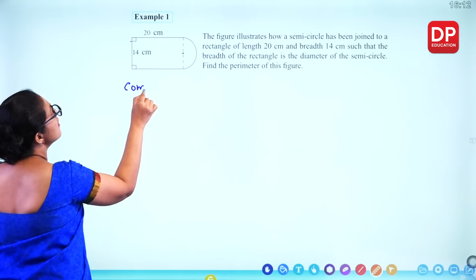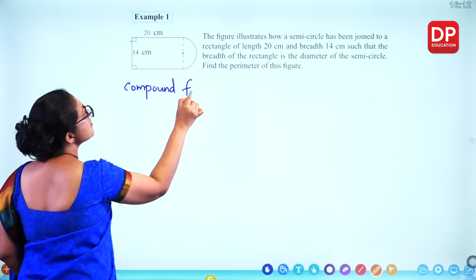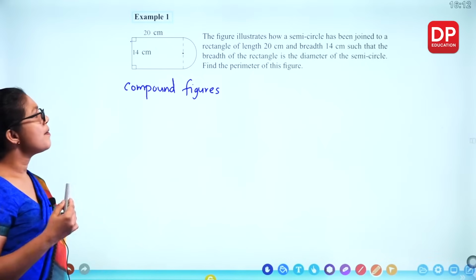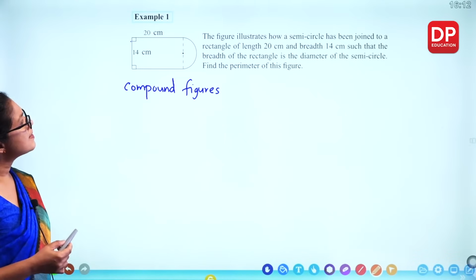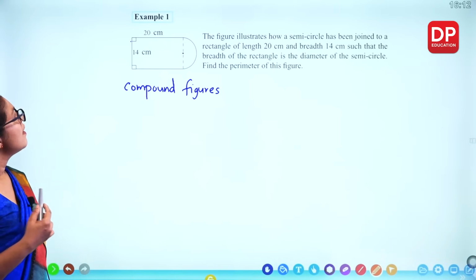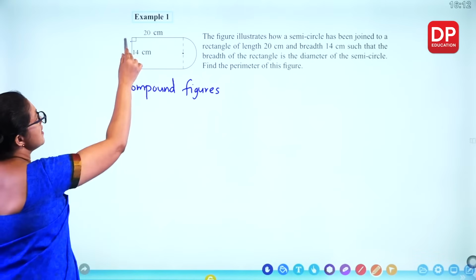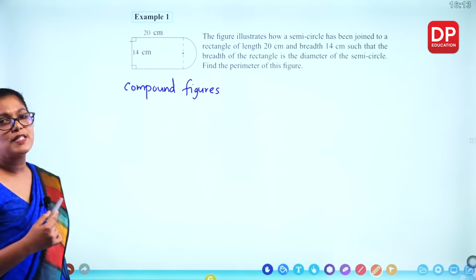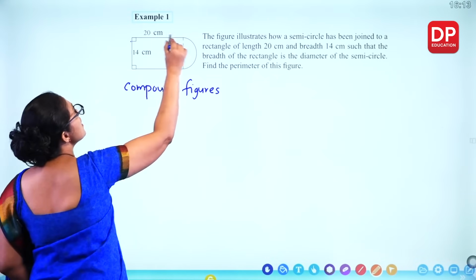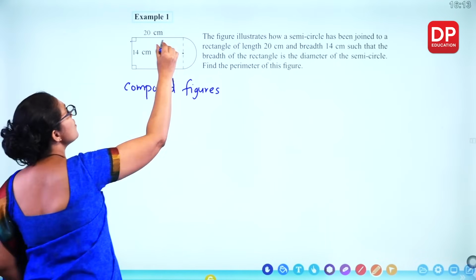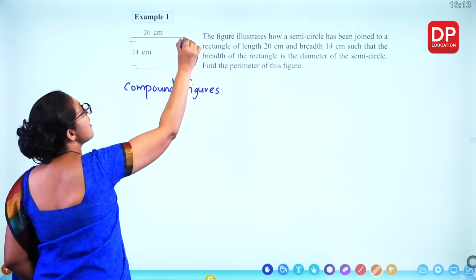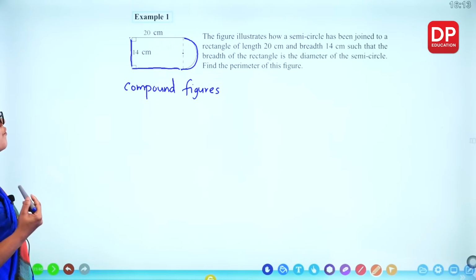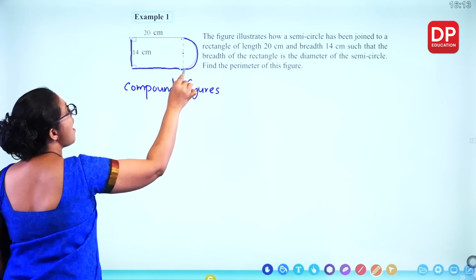So now we try to find the perimeter of compound figures. In this example, the length is 20 and the breadth is 14 in this rectangle, and you are asked to find the perimeter of this figure. What does perimeter mean? Total outer distance. So here you get 20, an arc here, another 20, and 14. That's the perimeter. First, we can find this arc length.